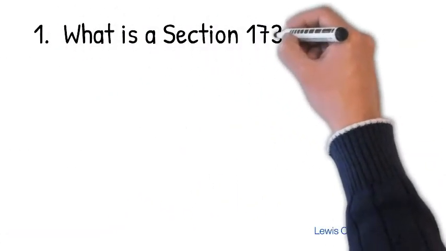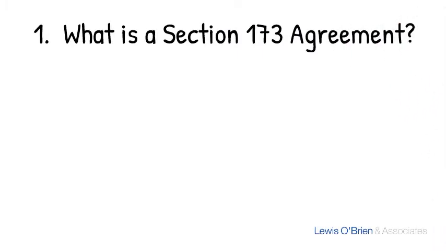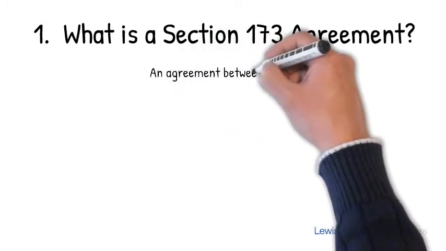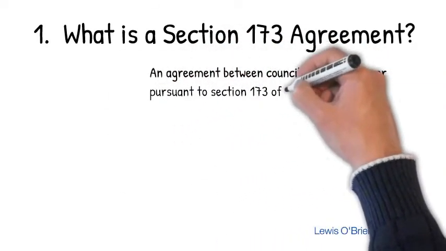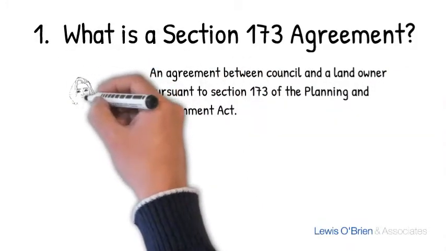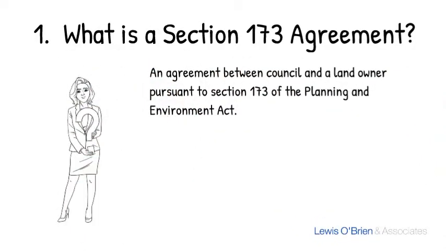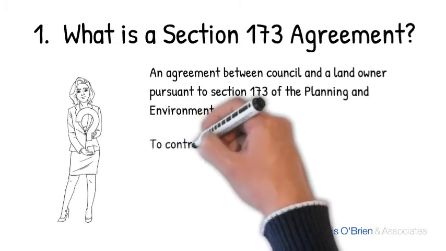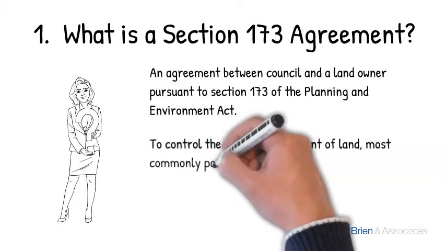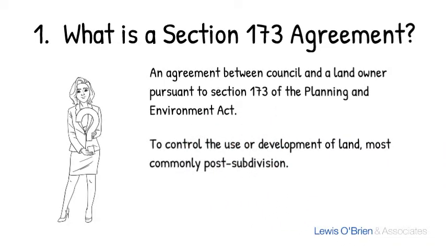For those that don't know, a Section 173 agreement is essentially an agreement between the council and the landowner entered into pursuant to Section 173 of the Planning and Environment Act that then regulates the development of the property, particularly in the context of a subdivision. The agreement will be documented in a specific format, and a copy of that agreement, once approved by any mortgagees and other interested parties, will then be recorded on your title.